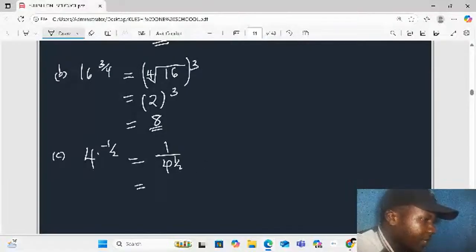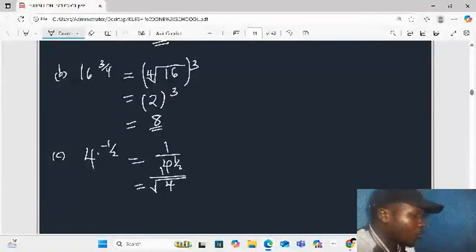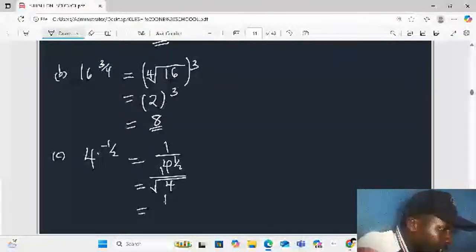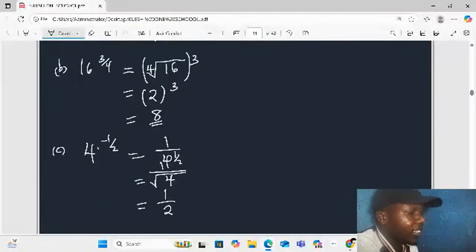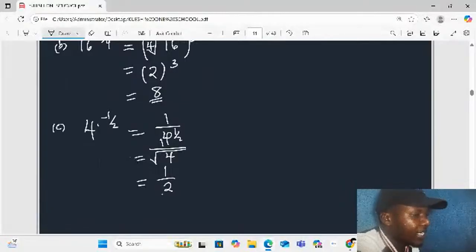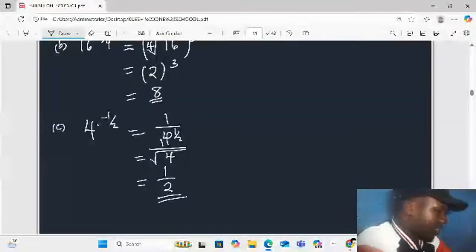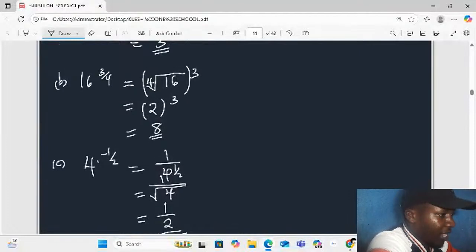4 to the half now is the same as the square root of what? Of 4. So we have 1 over the square root of 4. The square root of 4 is 2. So that brings you to the end. You have your answer as a half. That is it. That is how we work those ones out. You arrive at that answer.